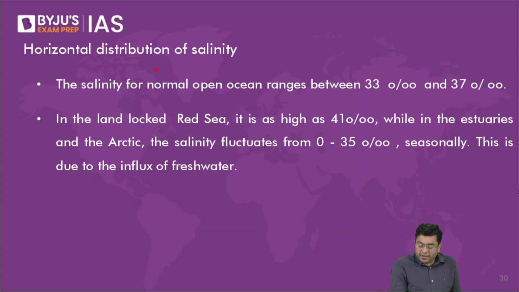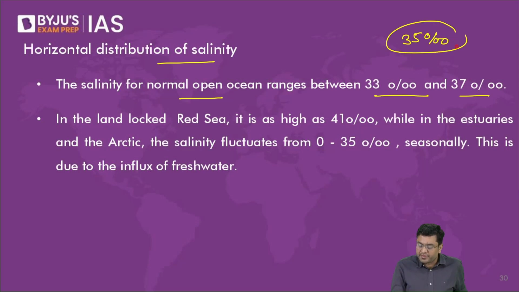So now, looking at the factors for the horizontal distribution of salinity. Salinity for the normal open ocean ranges between 33 parts per thousand and 35. On an average, it is 35 parts per thousand. It varies between 33 to 37. So the average is 35 parts per thousand.